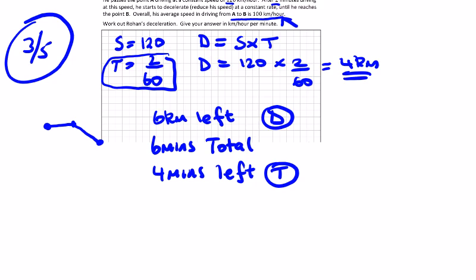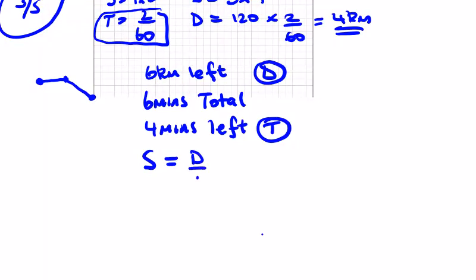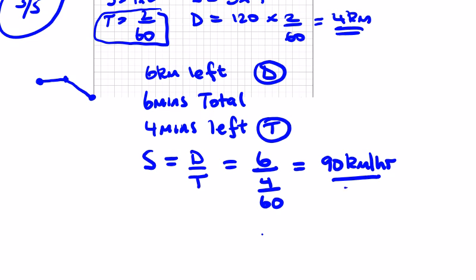Let's have a look at his average speed for the second part. Speed is equal to distance over time. I always shut down the triangle just to make sure. So the distance, 6 kilometers left, and the time is 4 over 60. What's that going to give? 360 over 4. So 90 kilometers an hour is his average speed for the second section.